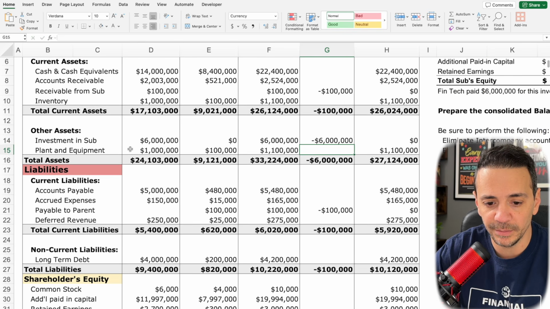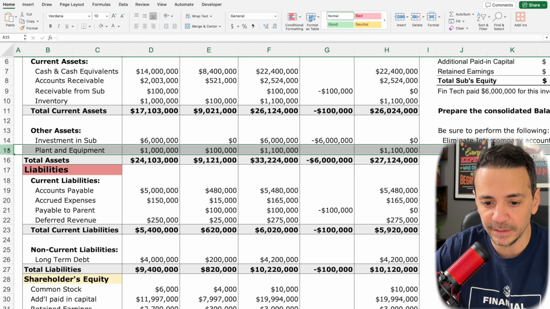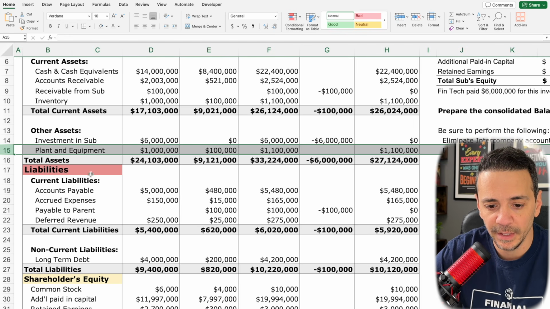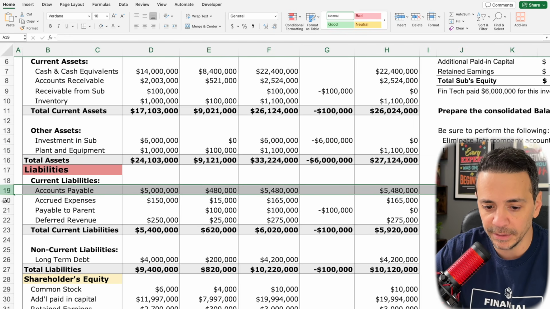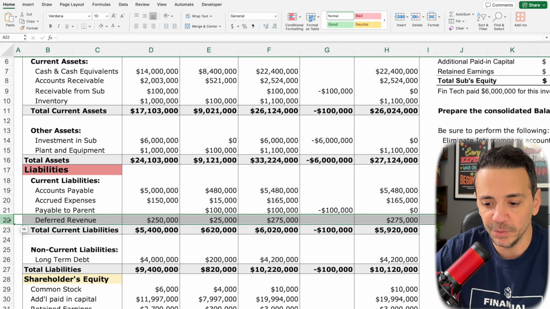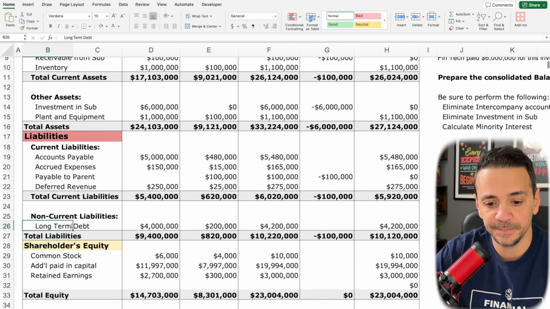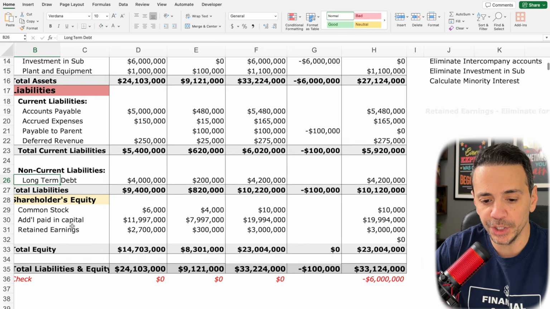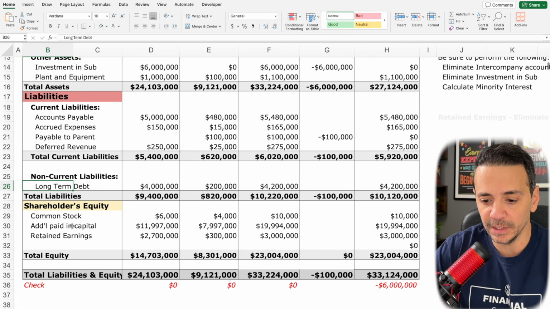When we continue here, we have plant and equipment. We're not going to eliminate any of that. That can be combined. Accounts payable, fine. We can combine. Accrued expense, the payable to parent, we said we're going to eliminate that, so we put a negative. Deferred revenue can be combined with no issue. The same thing for long-term debt. When we get to shareholders' equity, that's when we'll do our elimination.